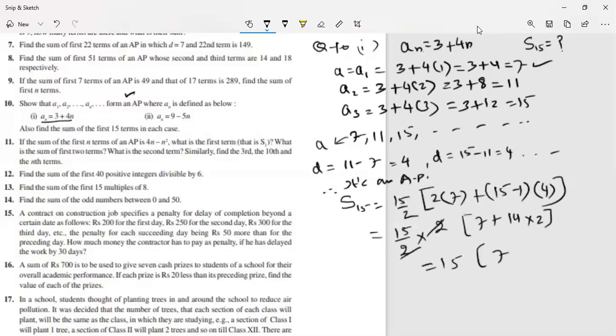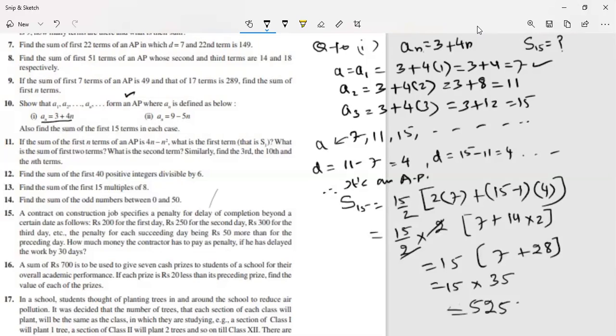And 7 plus 14 is 28, 28 plus 7, 35. 35 into 15 is equal to 525.